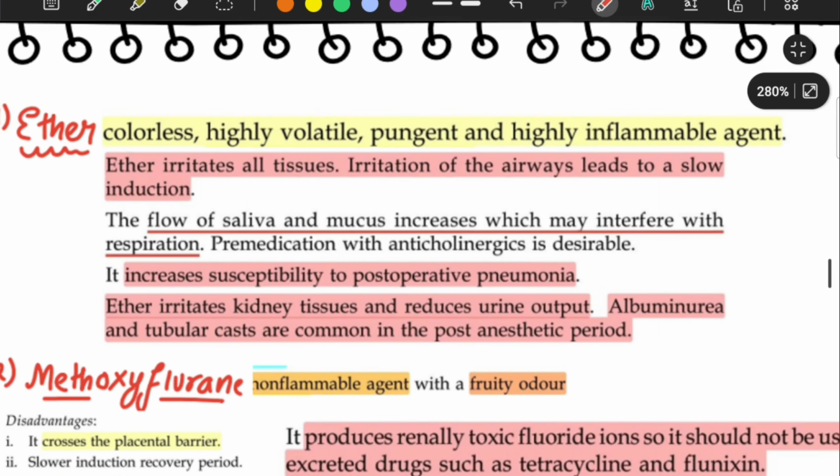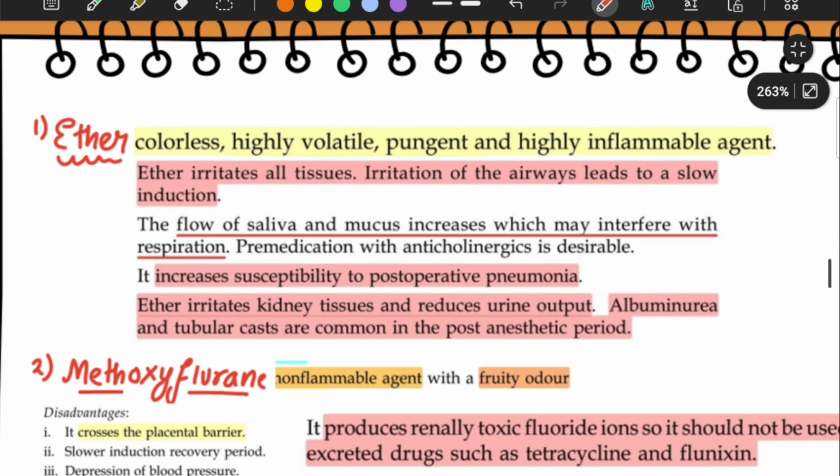And talking about the individual drugs. Ether is colorless, highly volatile, having a pungent smell, and a highly inflammable agent. The property of ether is that it irritates the tissues, leading to excessive secretion through the respiratory tract. The flow of saliva and mucus increases, which interferes with respiration. It increases the susceptibility towards post-operative pneumonia due to the excessive secretion. Ether also irritates the kidney tissue and reduces the urine output. Albuminuria and tubular casts are common with that.